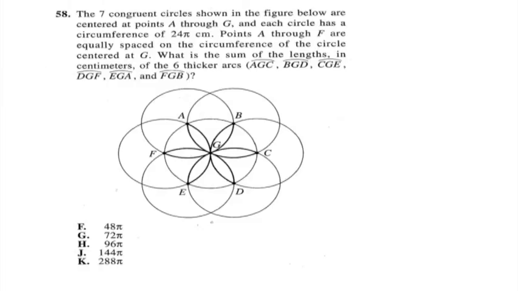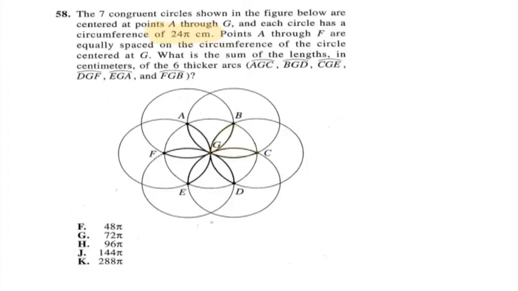58 is a little bit different kind of problem as well. What they're asking us to do here is to figure out the length of this. So let's take a look at what the question asks. The 7 congruent circles shown in the figure below are centered at points A through G, and each circle has a circumference of 24 pi. Now, points A through F are spaced equally on the circumference, and they are centered at G. What is the sum of the lengths of the 6 thicker arcs that I have identified? So you just look at the ones that are bolded, and it's this one, plus this one, plus this one, plus this one. So what we've got to do is try and figure out how long these arcs are.